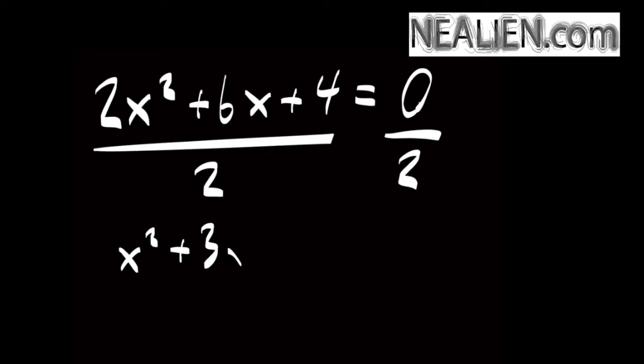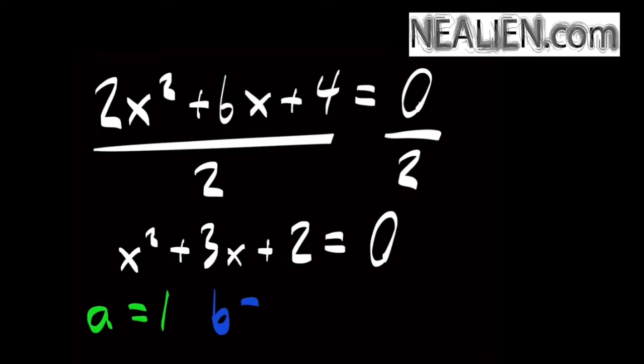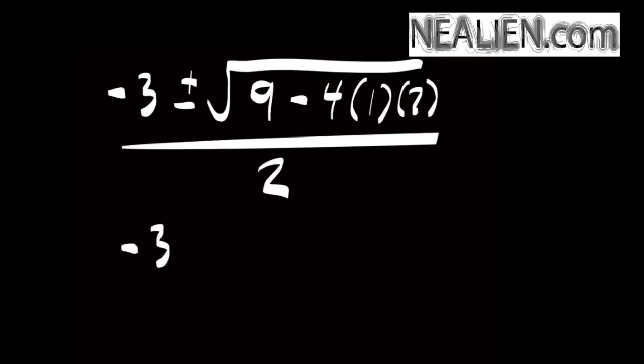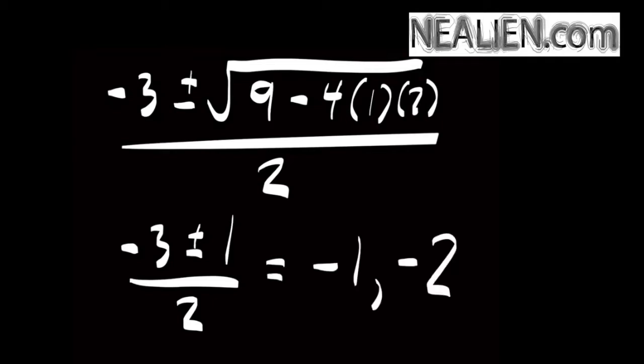So you end up with x squared plus 3x plus 2 is equal to 0. Our a is 1, our b is 3, and our c is 2. So you could have used b as 6, a is 2, and c is 4, but I think it's going to be easier if you do this reduction. Again, it's optional, but it might be useful. So minus 3 plus or minus square root of 9 minus 4 times 1 times 2, divided by 2, we get minus 3 plus or minus 1, because 9 minus 8 is 1, square root of 1 is 1. So you get minus 1 or minus 2 as your solutions.